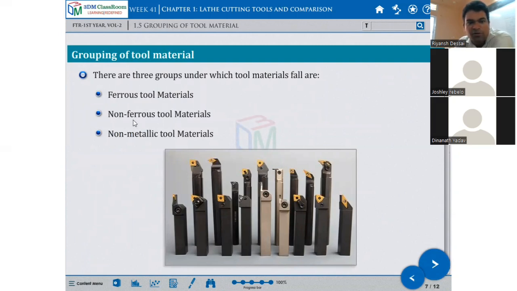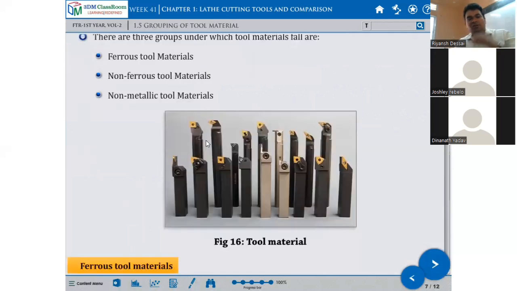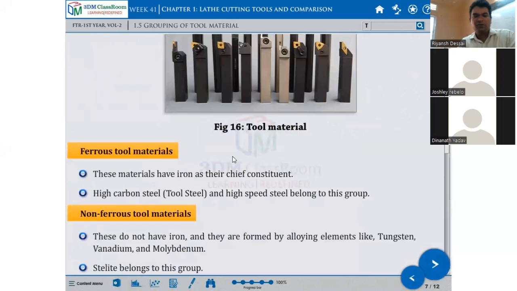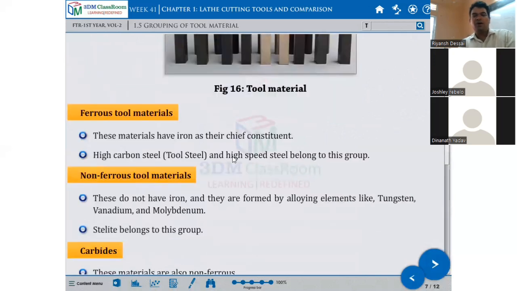There are three groupings of tool material: ferrous tool material, non-ferrous tool material and non-metallic tool material. These are all cutting tool materials. Ferrous tool metals have iron as their chief constituent. High carbon steel, tool steel, and high speed steel belong to this group.